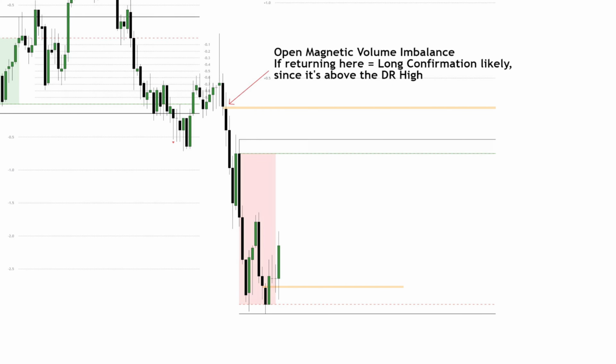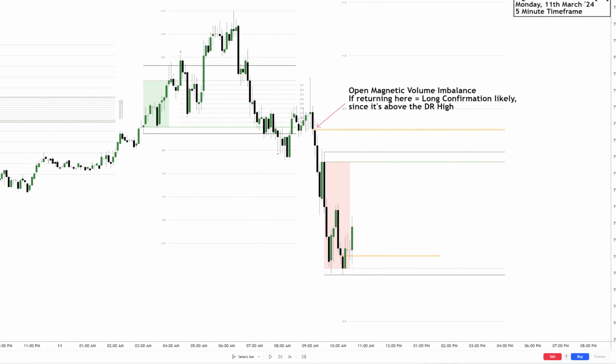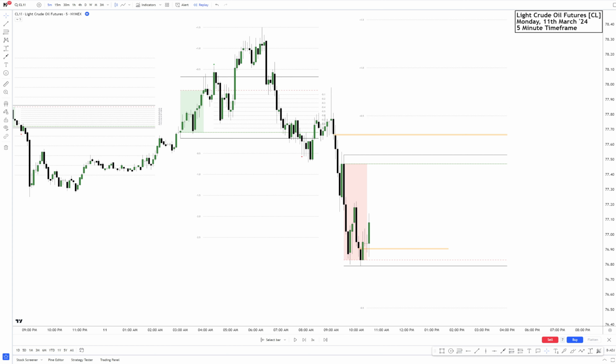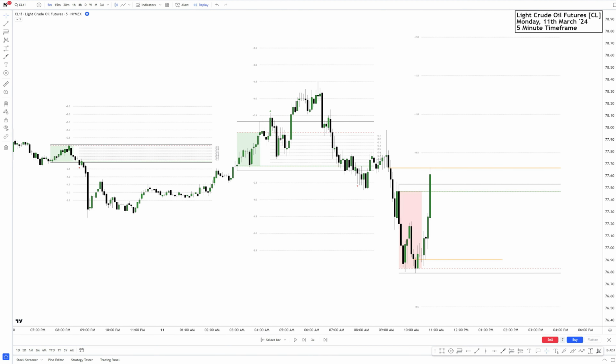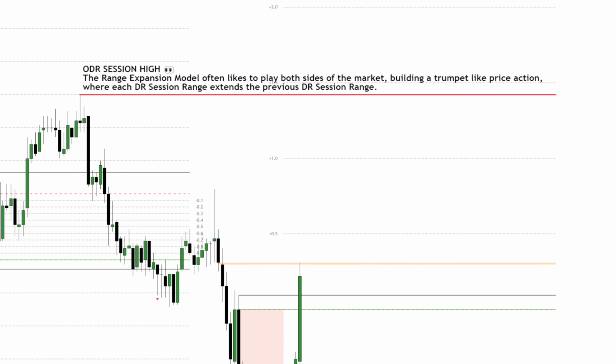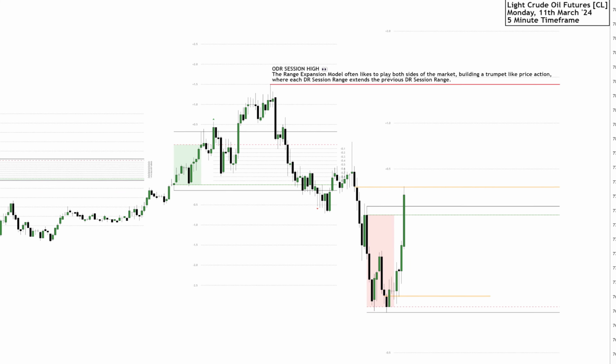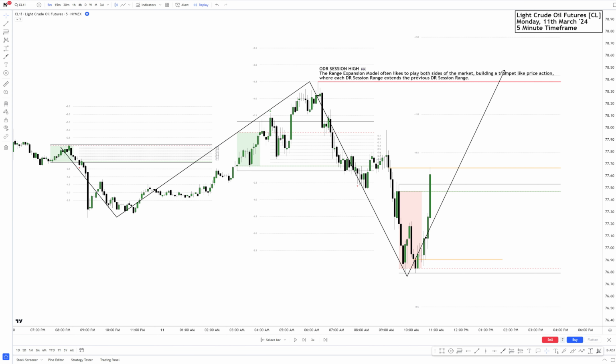Remember, we don't blindly take any trade here, we always wait for confirmations to support a trade idea to increase our probabilities. So now, we got our long confirmation and the return into the WIB to the tick. If price retraces anywhere back into the DR range, where would be our potential target for a long trade? Minimum target would be the low-hanging fruit of 0.5 SD and ideally the ODR highs. With this, both sides of the market would be played, which is typical for a trumpet price action behavior.